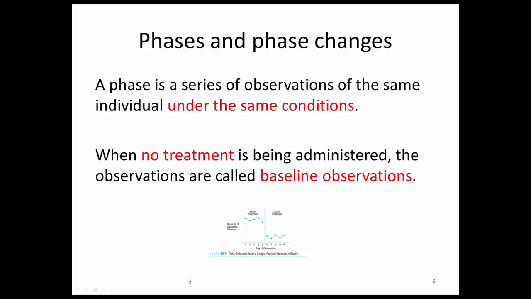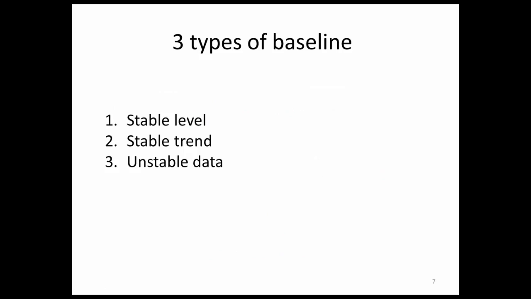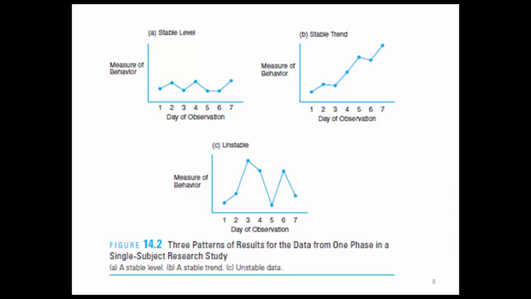As you see in this picture, or the picture I just showed you, we have a series of observations before we start our treatment. So this is one phase which is called the baseline phase, and then we have a second phase here which is the treatment phase. The other thing is that we have three types of baseline: stable level, a stable trend, and unstable data. And this picture shows the difference between these three baselines.